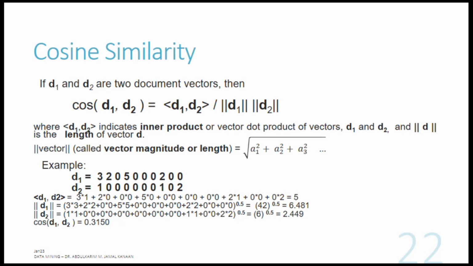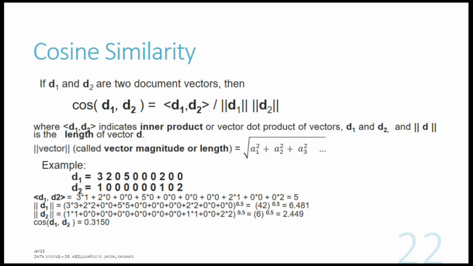For example, let's take back this one, D1. In this case, we take 3 to the power of 2. 3 to the power of 2 means 3 multiplied by 3, right? You remember, if I say 10 to the power of 10, that means I'm multiplying 10 ten times. So 3 to the power of 2 is simply 3 by 3. Then 2 to the power of 2 is 2 by 2, and so on. Then I sum up, and I take the square root, which is simply the power 0.5. I get this value, 6.481.